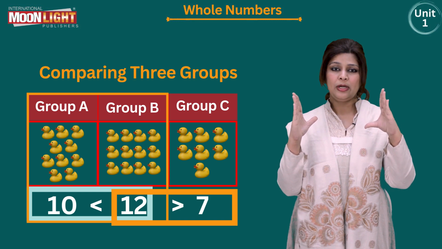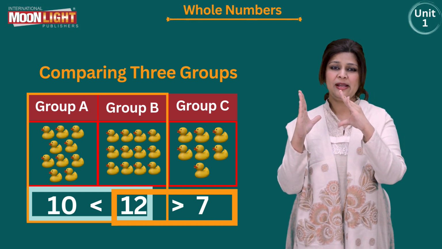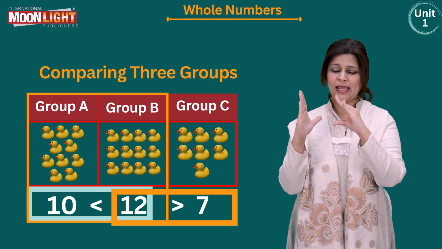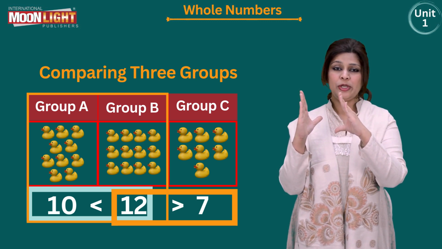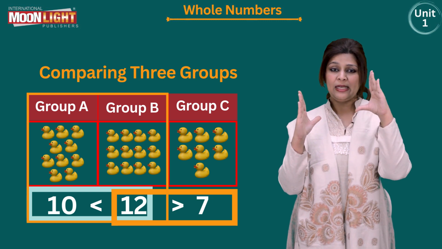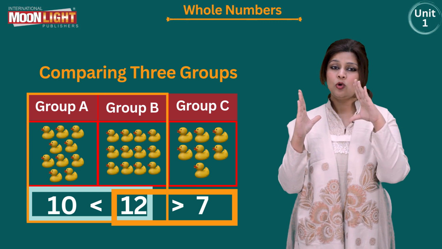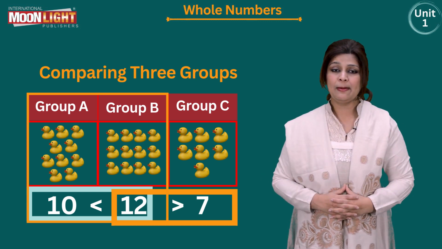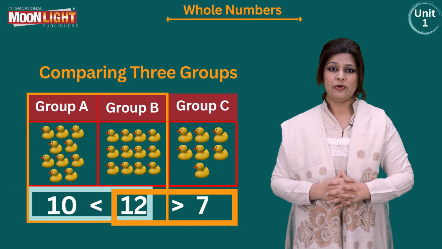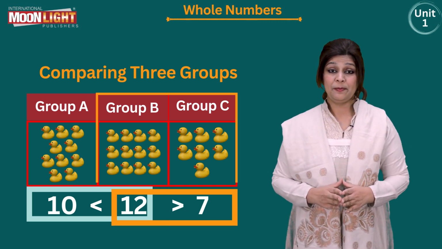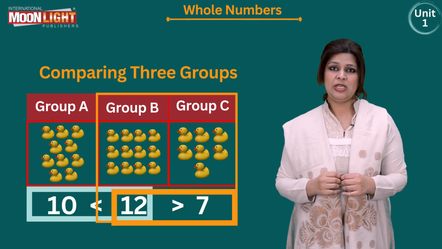The hungry crocodile is going to eat the bigger number, and over here the bigger number is 12. So the hungry crocodile is going to eat the number 12 and its mouth will be open in this direction. Clear? So which symbol will come? The less than symbol will come over here.